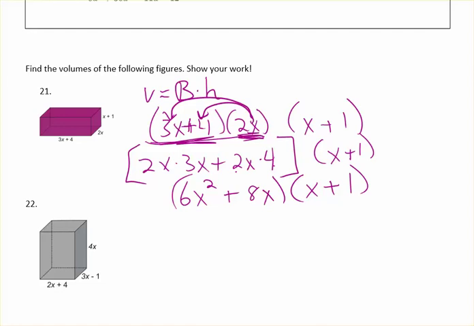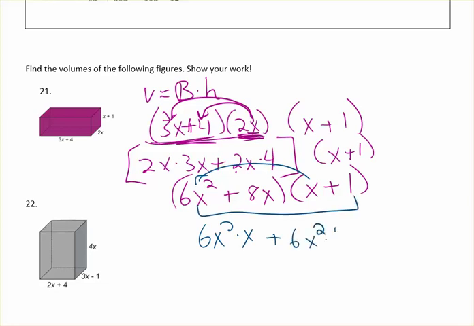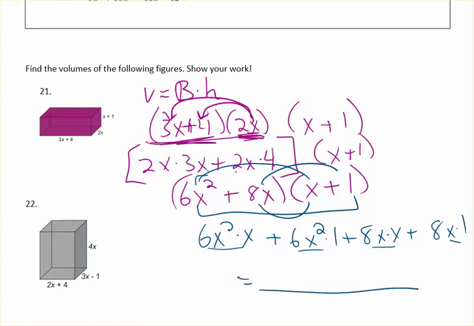And you can use FOIL for this. So you would take the first times the first, 6x squared times x, plus the outer, 6x squared times 1, plus the inner, 8x times x, plus the last times the last, 8x times 1. And then you simplify each part, and then you see if there's any like terms. There will be. And that will be your answer. Do the same thing on 22, and then you'll be all done with this worksheet.